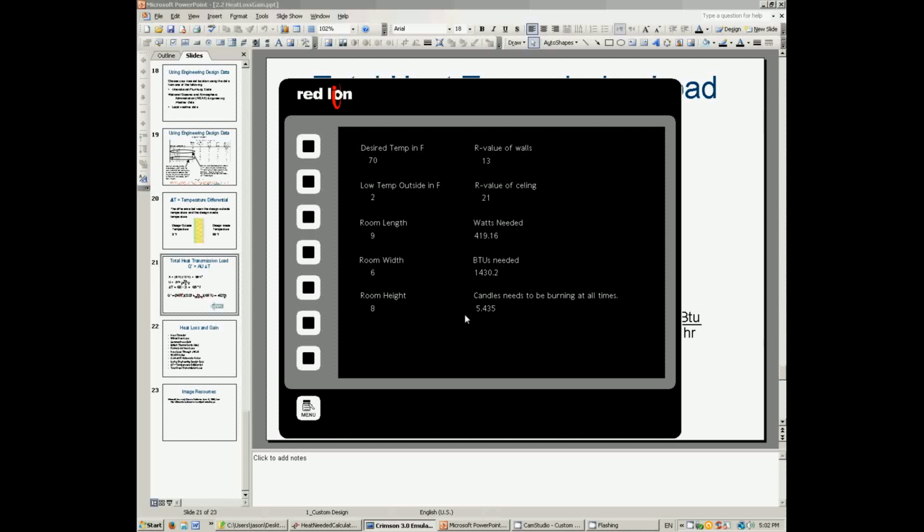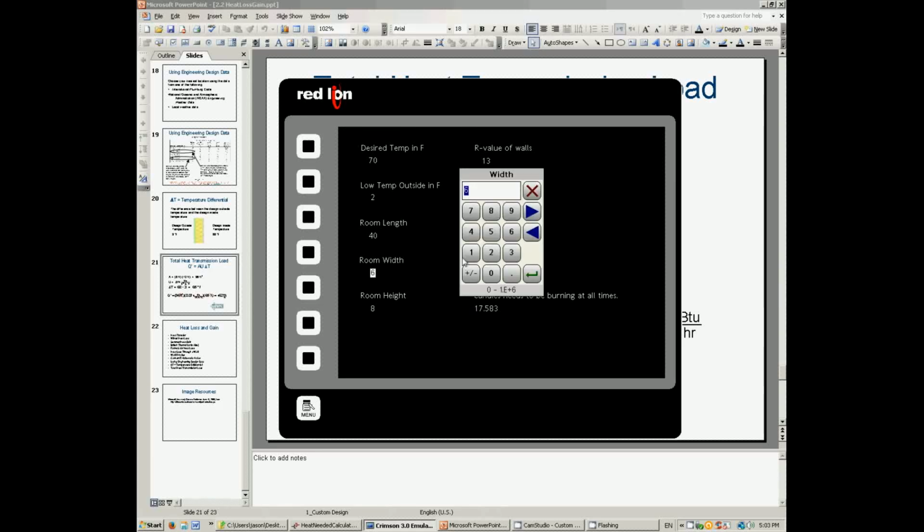Now we'll say my entire house is currently 40 by 24, 8 foot tall. It needs 2480 watts, or 8400 BTUs, or a constant burning of 32 candles. Now that's not 32 candles a day. That's 32 candles constantly, nonstop, just to make up for heat loss. Same way with watts and BTU.